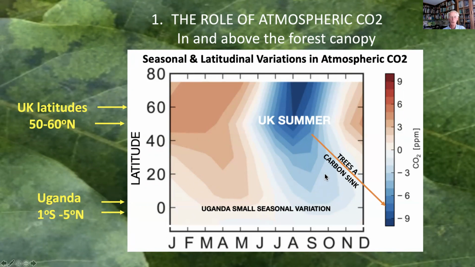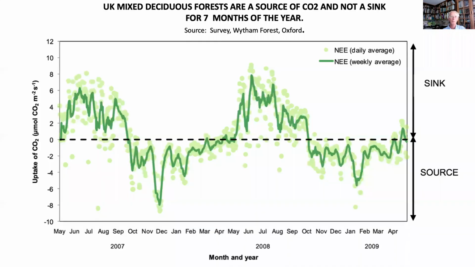However, look at that area, for example, here, January, February, and March, April, that period there, you see that brown color there, that indicates that in winter, where there are no leaves, there's no photosynthesis. And at that time, something else is happening. Trees are no longer a carbon sink, they are a source of carbon. So let's look at this in a little bit more detail.